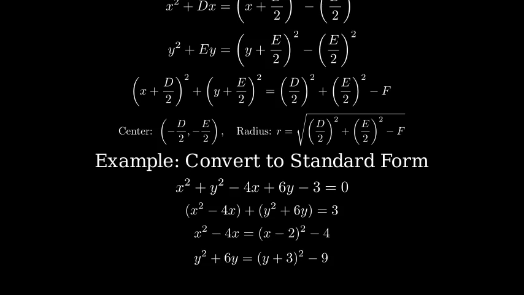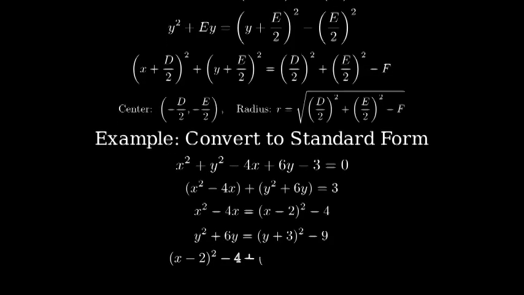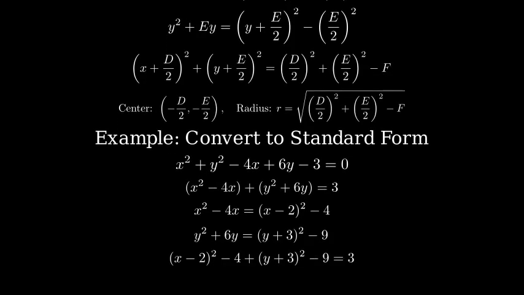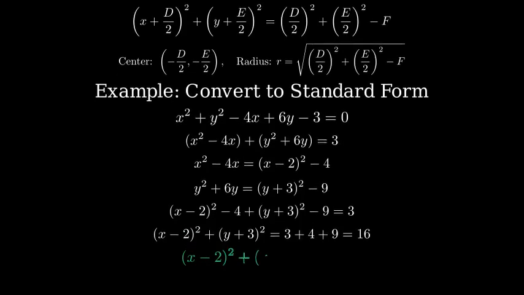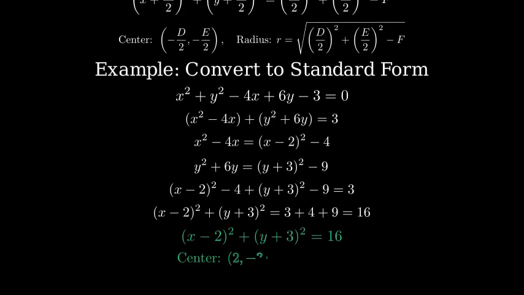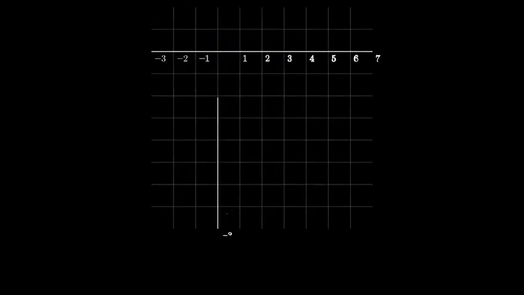For x terms, x squared minus 4x equals (x minus 2) squared minus 4. For y terms, y squared plus 6y equals (y plus 3) squared minus 9. Substituting back, (x minus 2) squared minus 4 plus (y plus 3) squared minus 9 equals 3. Simplifying, (x minus 2) squared plus (y plus 3) squared equals 3 plus 4 plus 9, which equals 16. Therefore, the circle has center at (2, -3) and radius 4.